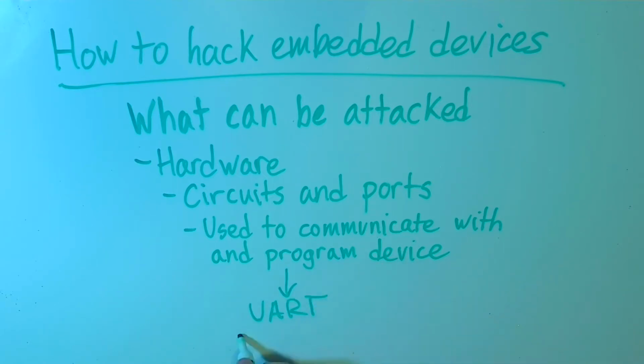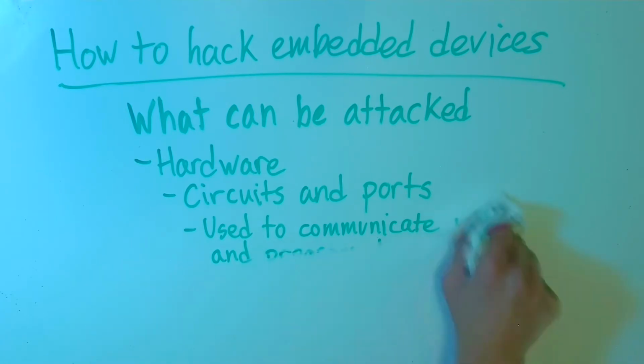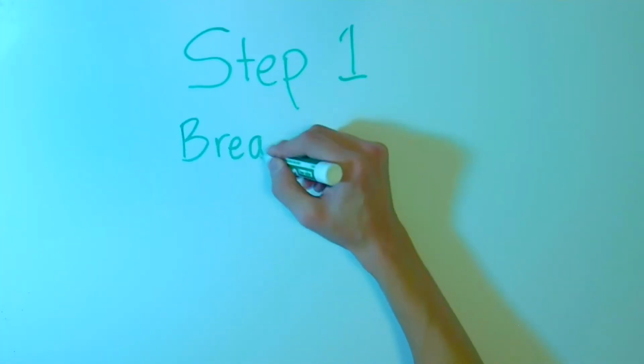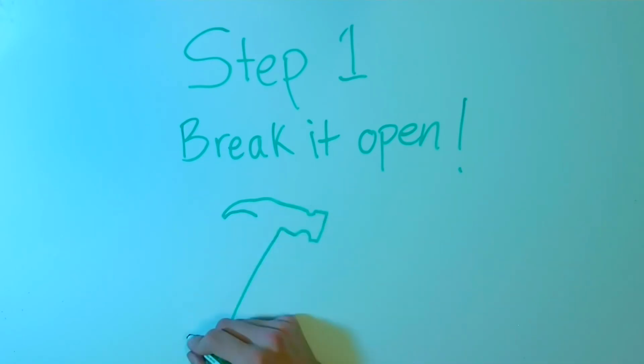So if you're trying to hack an embedded device, say a router or an Amazon Echo, you first need to expose the UART ports. This is usually done with a good old-fashioned screwdriver, sometimes a hammer, and whatever else you need to crack open a device's protective shell.